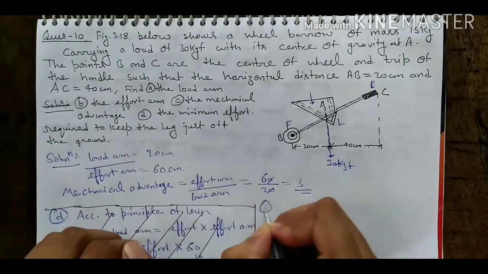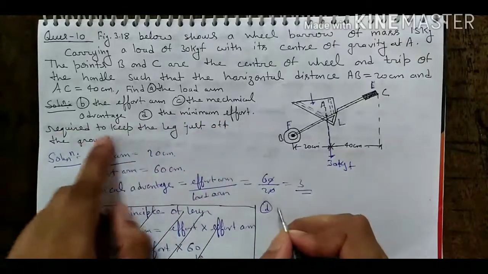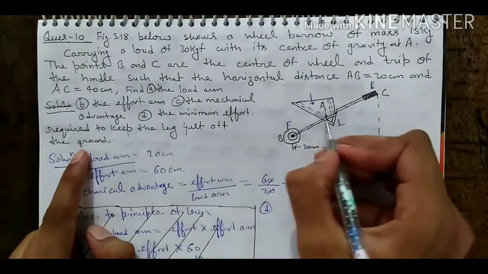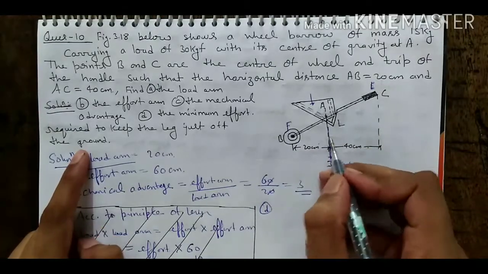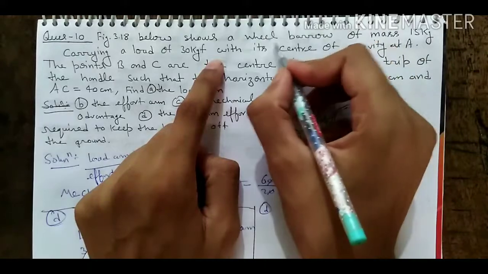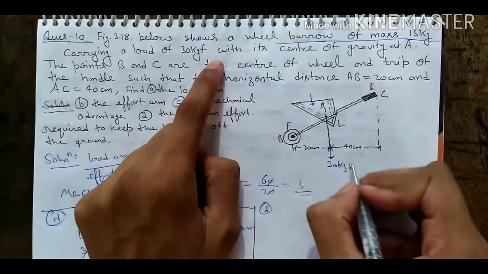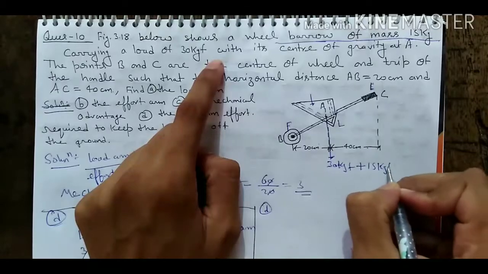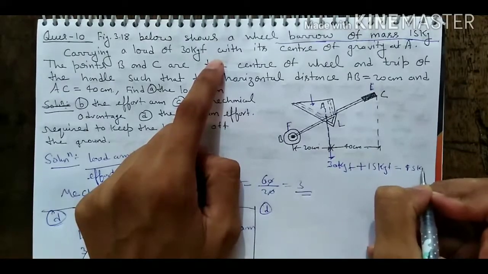In the D part, the minimum effort required to keep the leg just off the ground. Here the total weight means 30 kg of load is carrying and the weight of the wheelbarrow is 15 kg. It means total weight will be 30 plus 15 kgf. This will equal to 45 kgf.